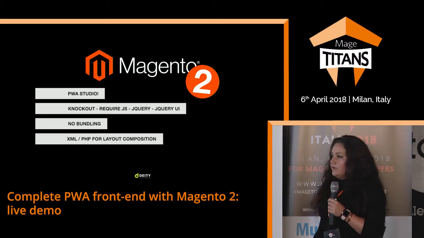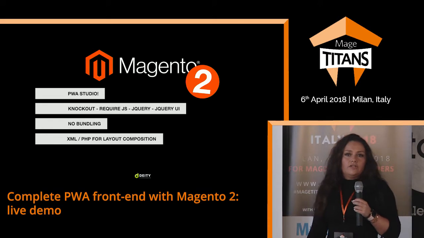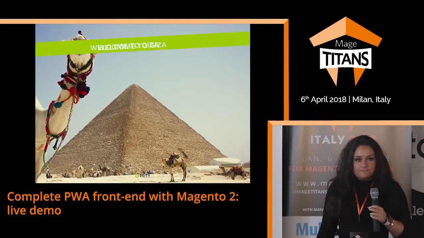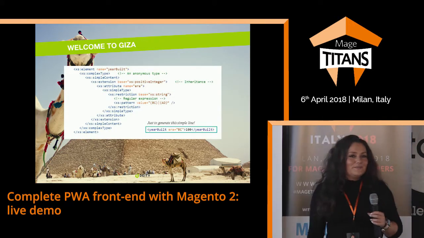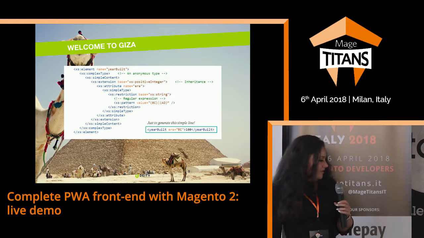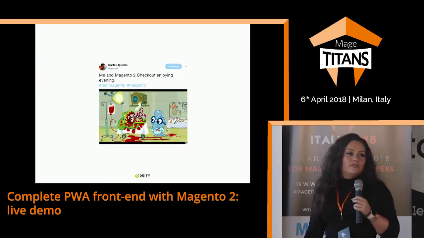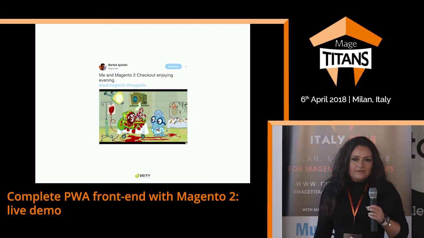We have no bundling, and we have XML and PHP for layout compositions. And especially the last one, what does that mean? I feel like this. Welcome to the Giza. This is how the code looks. Pyramids all over the place. So yeah, Bartek made an extremely nice tweet about how it feels to work with Magento 2 and the checkout.